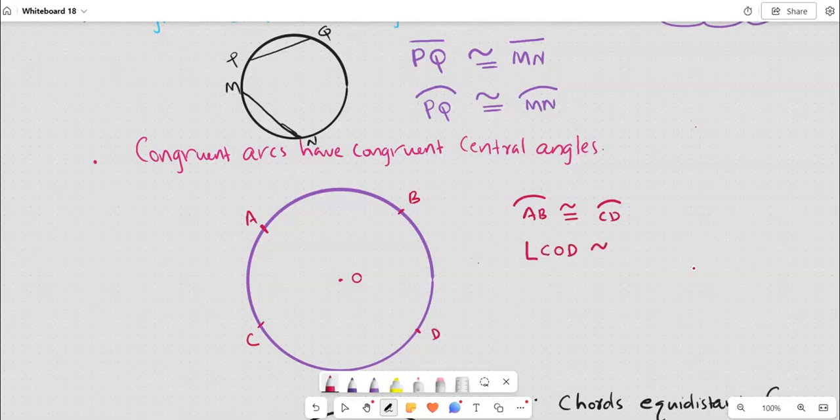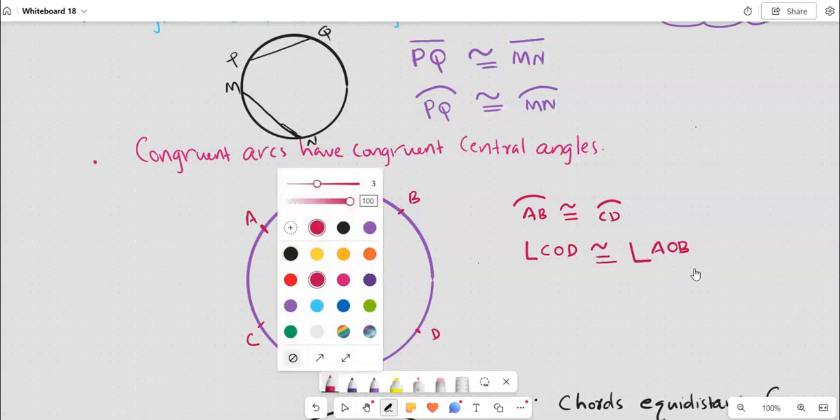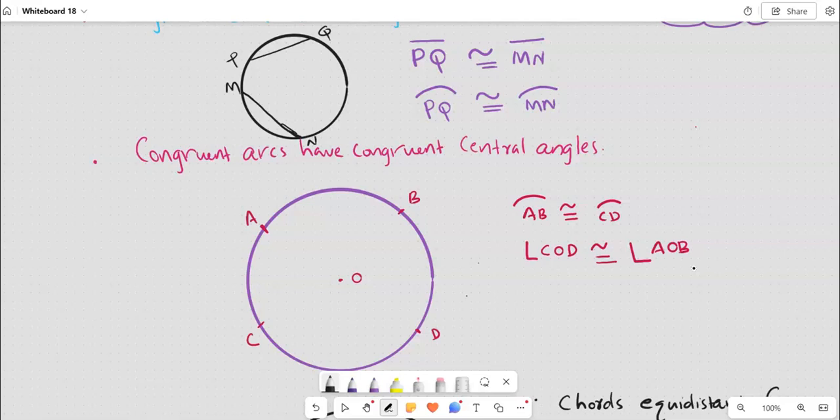angle COD will be congruent to angle AOB. Let me connect it. Angle COD and angle AOB. So these two angles are, this is what it is saying.